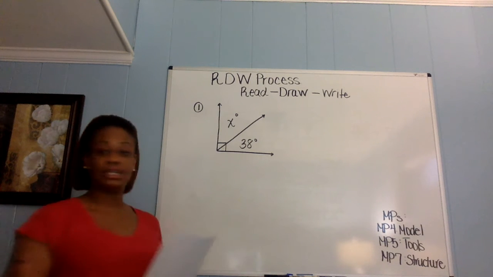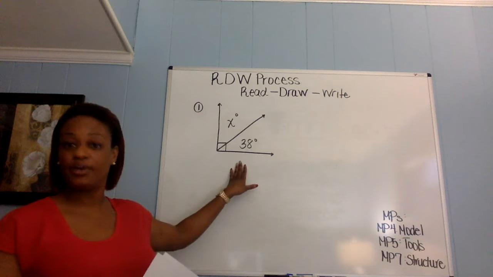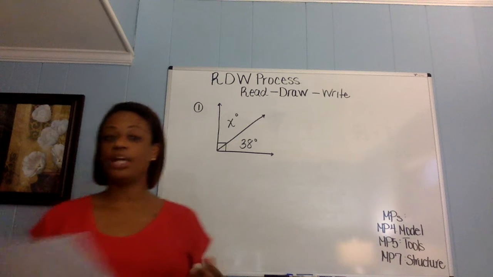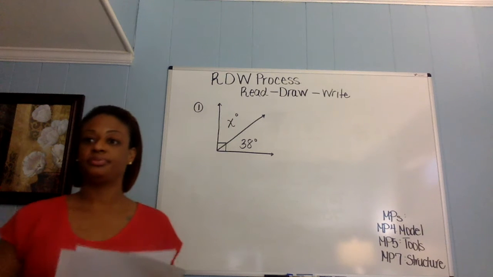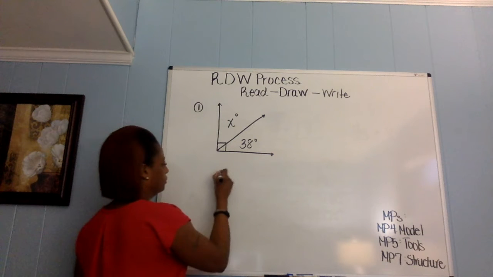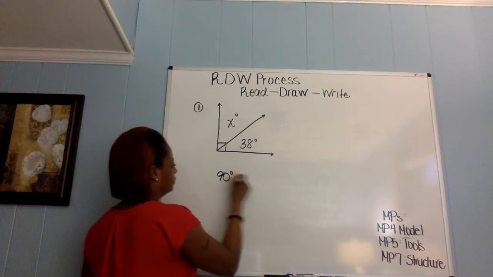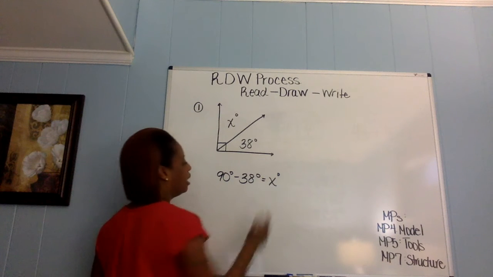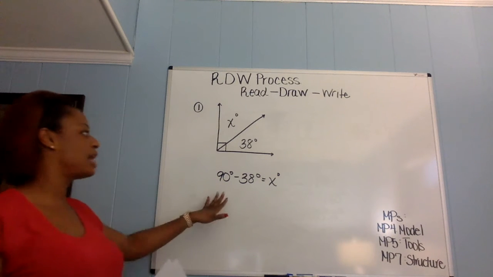So I would make the connection between this diagram and being able to write an equation. So is there an equation that you would write? The equation that I have is 90 degrees minus 38 degrees equals x degrees. Okay, that looks great, but that looks like more of a step 2.